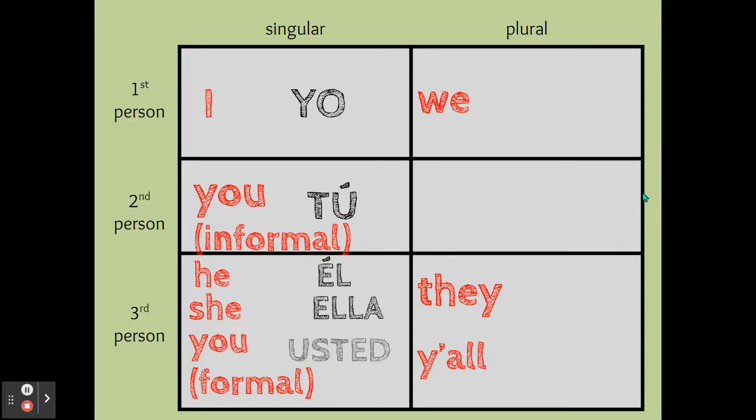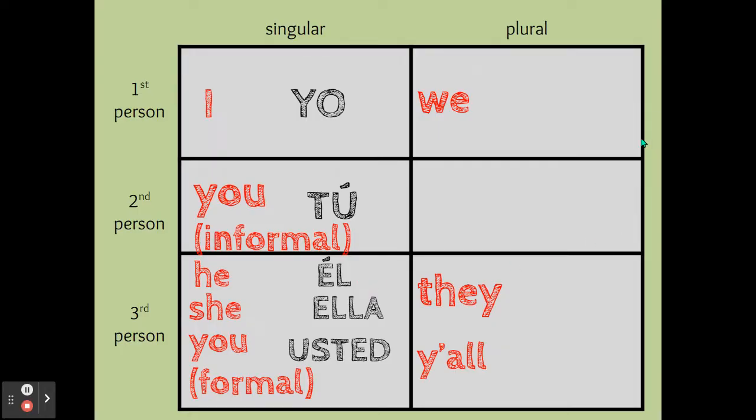You formal is usted. Do you notice how there's an accent on the U in tú and on the E in él? Those are because it makes it mean something different than without the accent. For tú with an accent, that means you. Without the accent, it means your. And for él, with the accent, it means he. Without the accent, it means the.